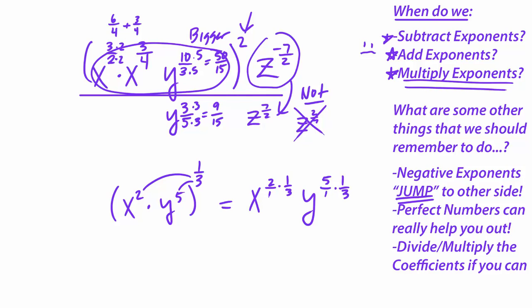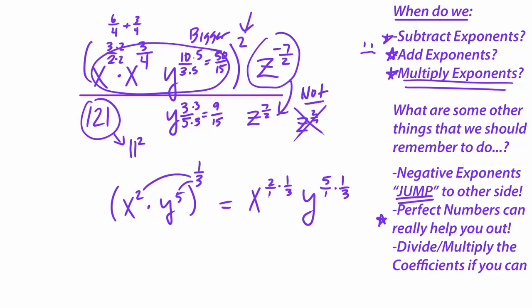Now, perfect numbers, also something that you really need to be on the lookout for because they can help you out a ton. Let's say you have 121. Well, 121 is a special number, 11 squared, and so occasionally if you're going to be multiplying in an exponent, distributing it in something, 11 squared can help cancel out that exponent. So be on the lookout for those perfect numbers.